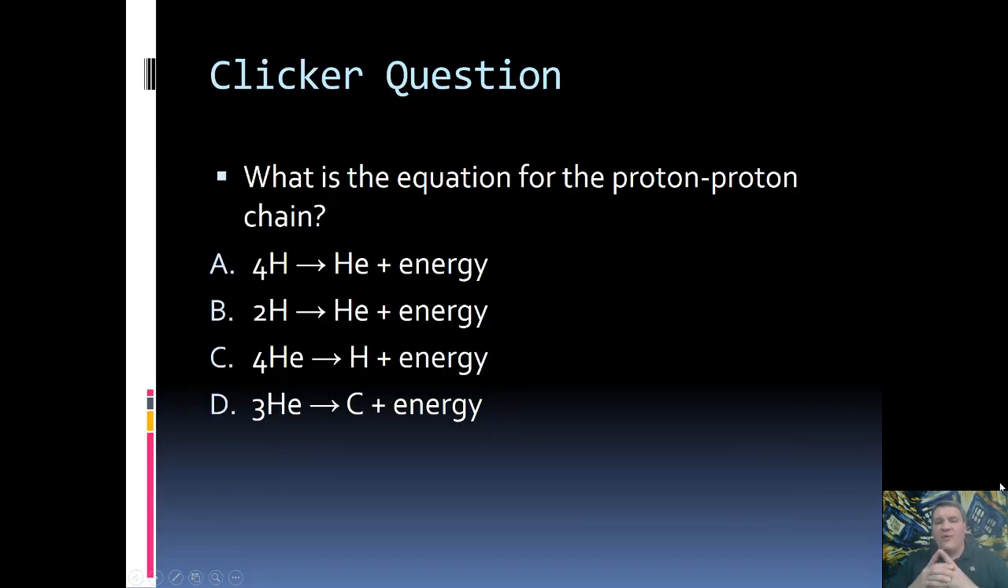This leads us to our fourth lecture quiz question. What is the equation for the proton-proton chain? A, 4 hydrogen become a helium giving off energy. B, 2 hydrogen become a helium giving off energy. C, 4 helium become a hydrogen giving off energy. Or D, 3 helium become a carbon giving off energy. Go ahead and think about it and we'll discuss in just a bit.